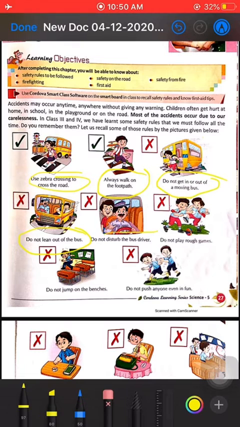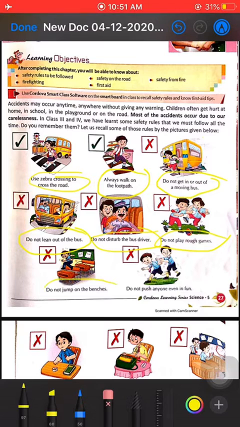Next, do not disturb the bus driver. Of course, the driver has to focus on his driving, and that's why we should not at all disturb the bus driver. Next is do not play rough games, which we already told you in school also, because it can hurt anyone. It can hurt you, your friend, or the one with whom you are playing.